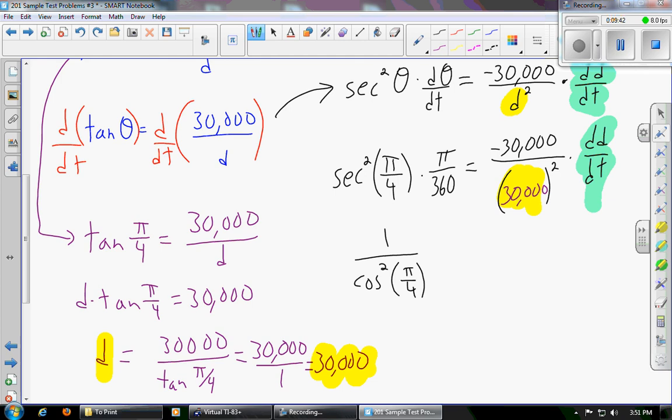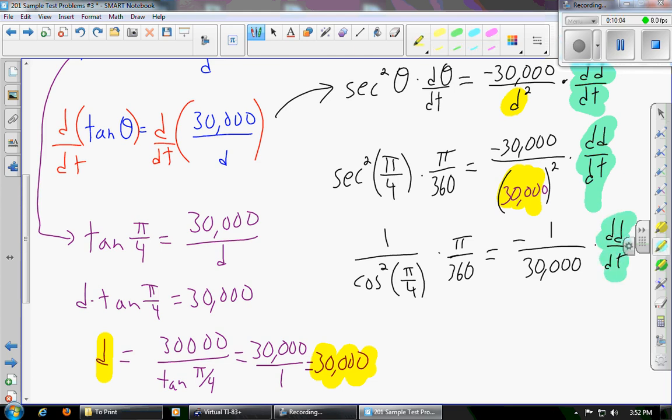Do not, under any circumstances, think that the pi over 4 gets flipped over. It's the cosine that goes downstairs. The angle doesn't get flipped over. That's times a pi over 360. And we can clean this up on the left-hand side because I've got a 30,000 upstairs and a couple of them downstairs, so cancel one of them. And then d dt is just waiting here for the smoke to clear.